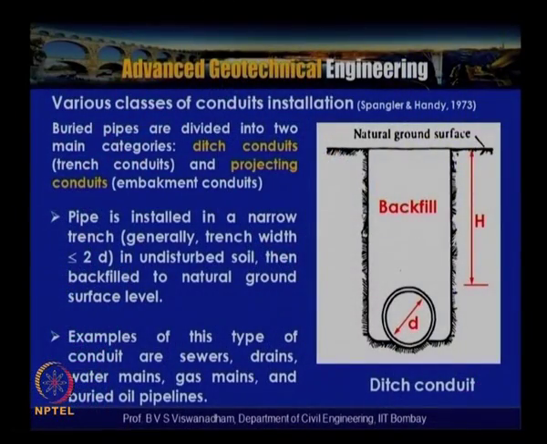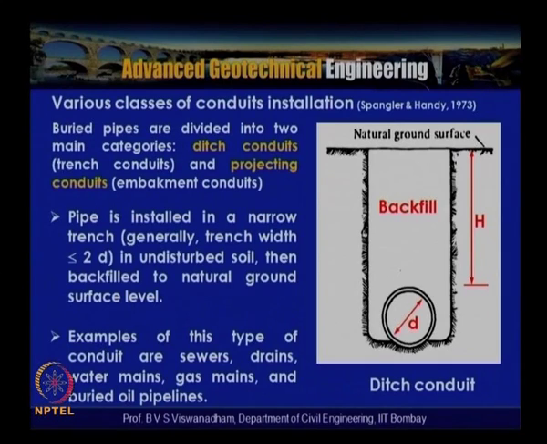Before looking into Marston's theory, let us look into the different types, ditch conduits and projecting conduits. As we have introduced, buried pipes are divided into two main categories: ditch conduits and projecting conduits. If the pipe is installed in a narrow trench, generally less than 2 times the diameter of the pipe, in the undisturbed soil, and then backfilled to the natural ground level, this is called a ditch conduit.